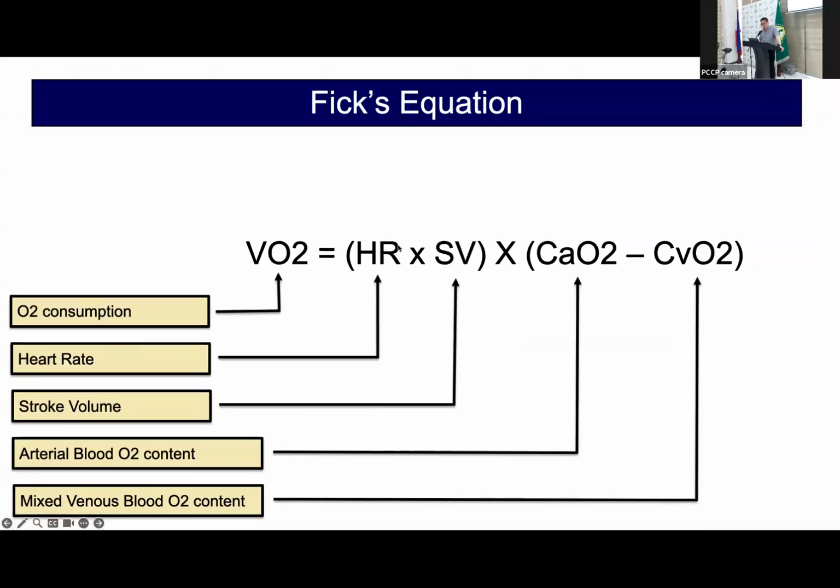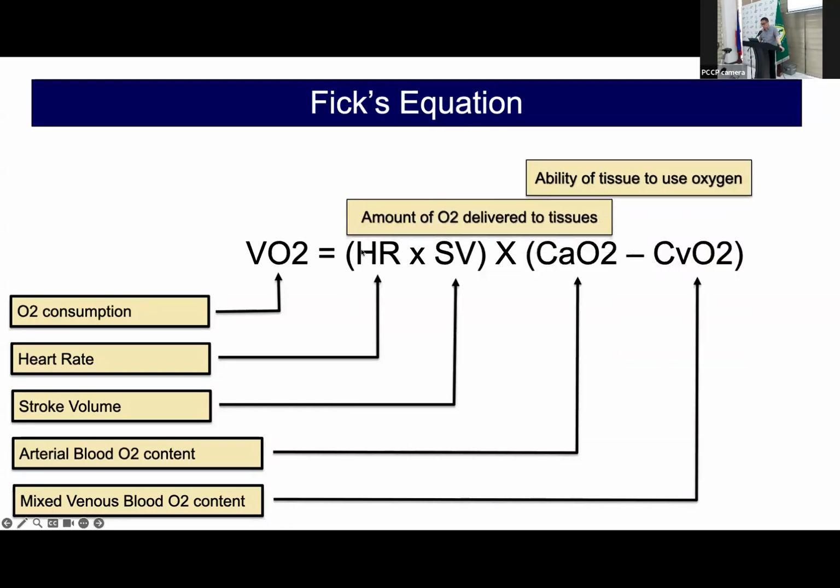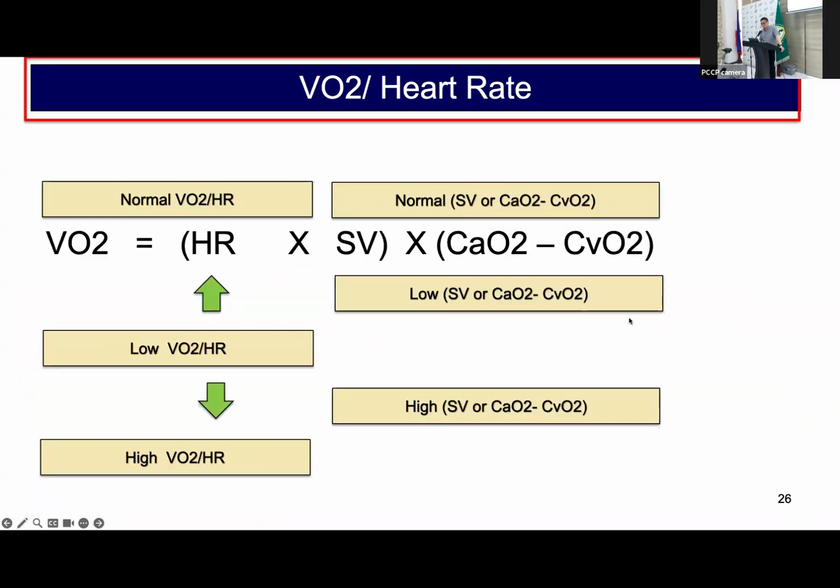And Fick's principle states that the O2 consumption is the product of your heart rate times stroke volume and the difference between your arterial O2 content and your mixed venous O2 content. Basically, Fick's principle is telling us that the amount of oxygen that you can use to exercise is dependent on the delivery of O2 to the tissues and the ability of the tissues to use oxygen, these two parameters here.